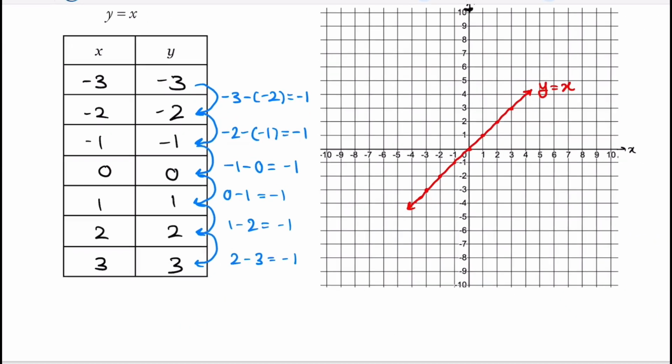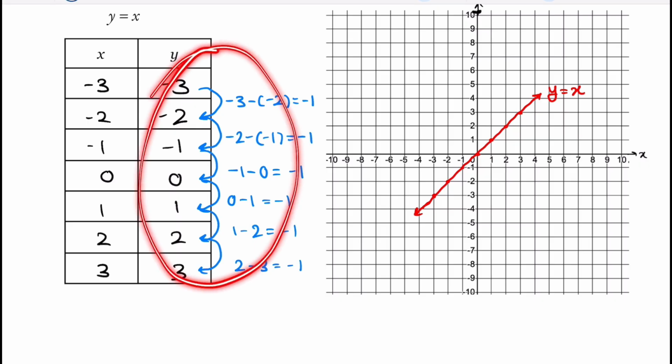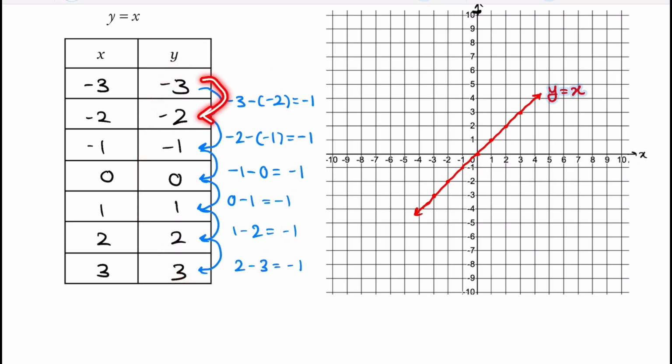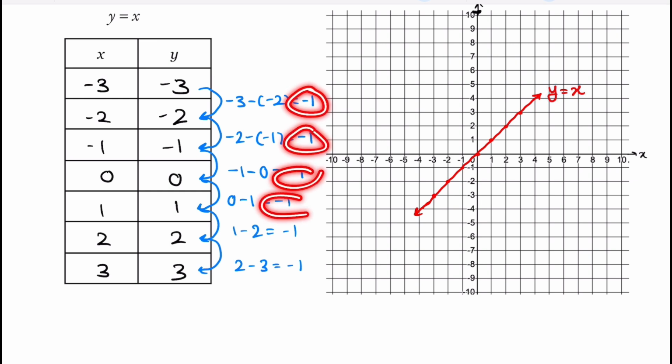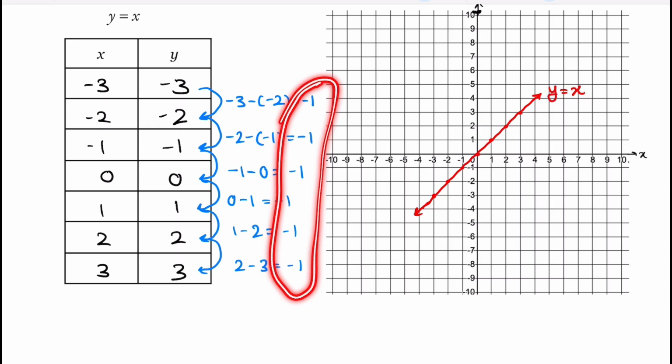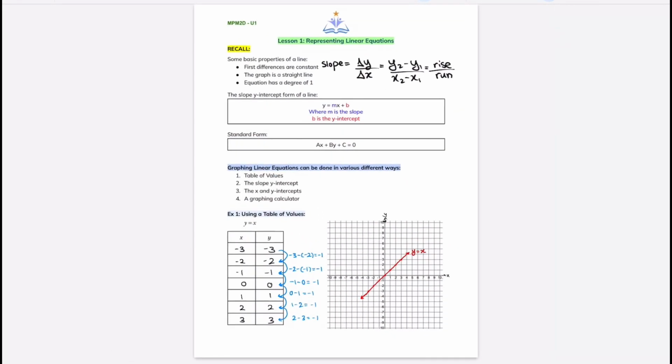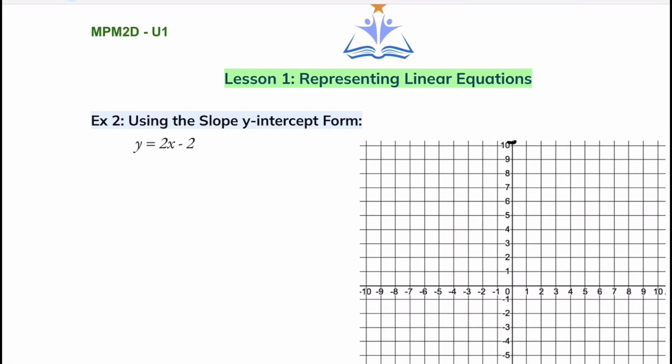So when we say that the first differences are constant, we are saying that the difference in these y values will all result in the same number. So as you can see here, we have -1, -1, -1, -1. They're all the same. So that's all that means. So now we're going to move on to the next two examples.